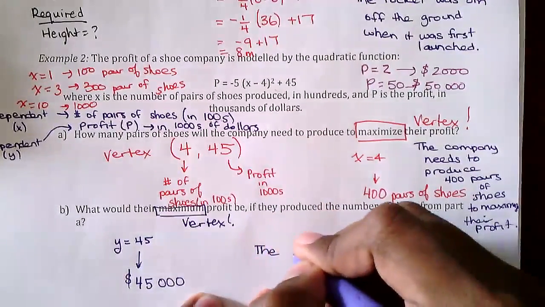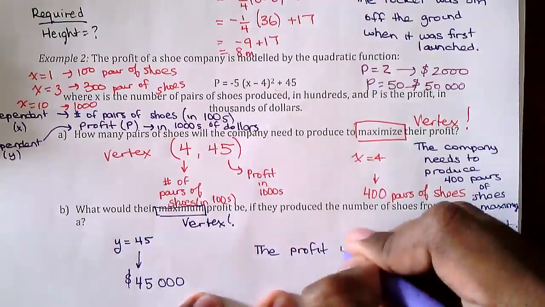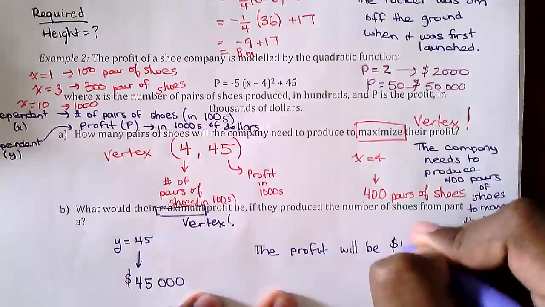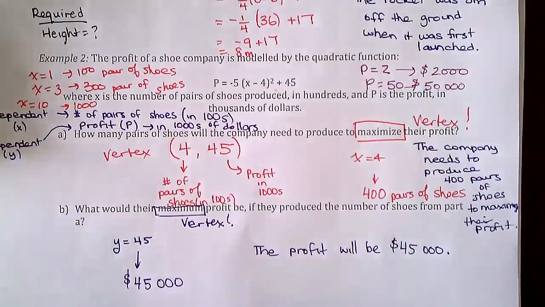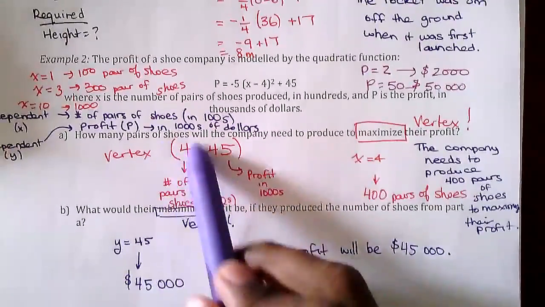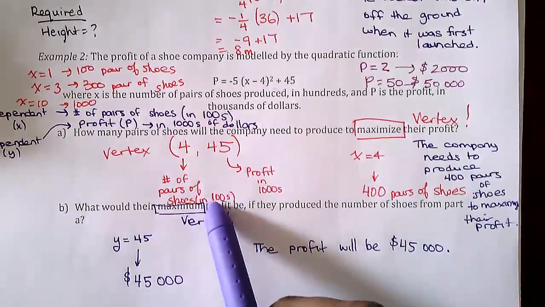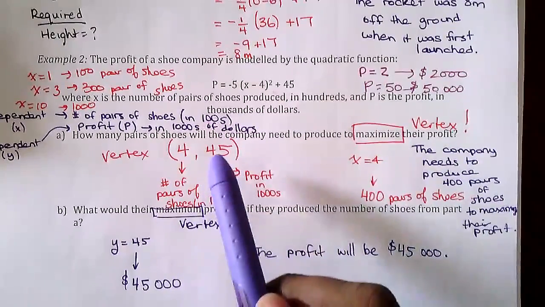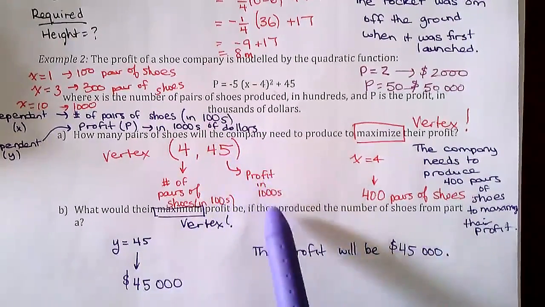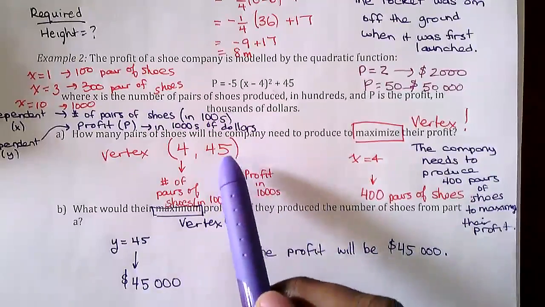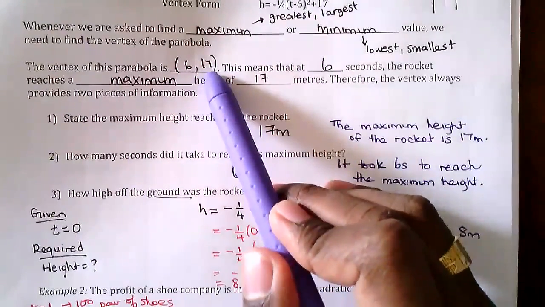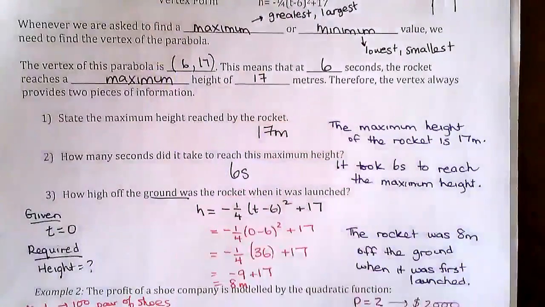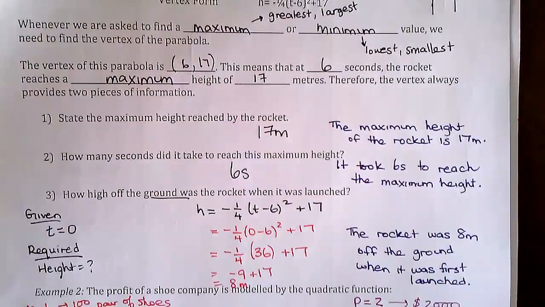So the profit will be $45,000. Going back to what we said earlier, the vertex does really give you 2 pieces of information. Here we had 4 and 45. The x represented the number of pairs of shoes in hundreds that must be produced to get to the maximum. And the 45, the profit in thousands, represented the maximum. Just like in the previous question where the 17 meters represented the maximum height, but the 6 represented the time to get to that maximum height.